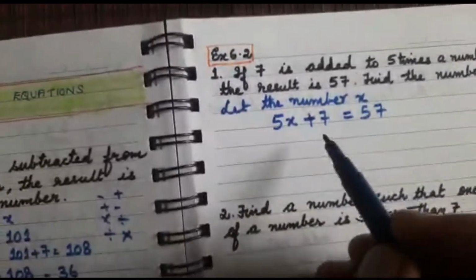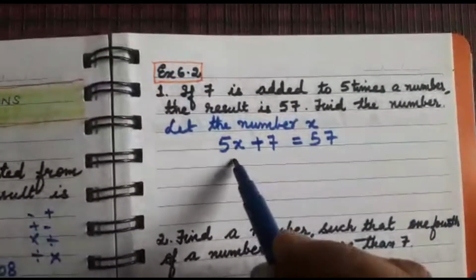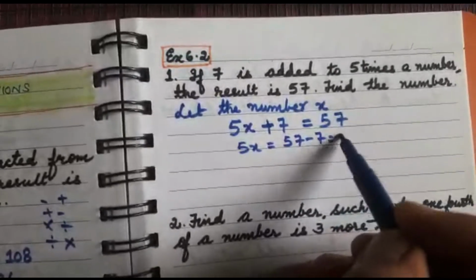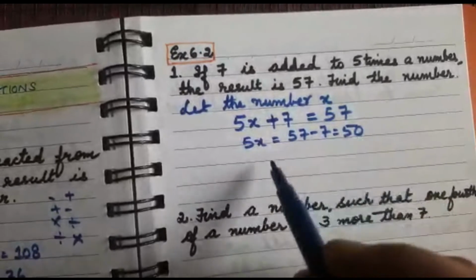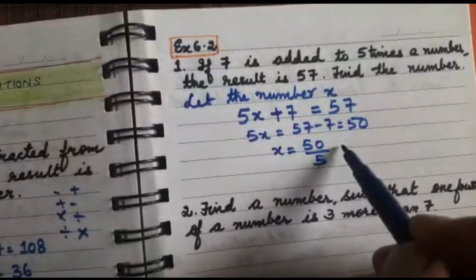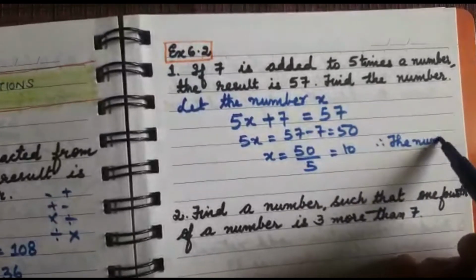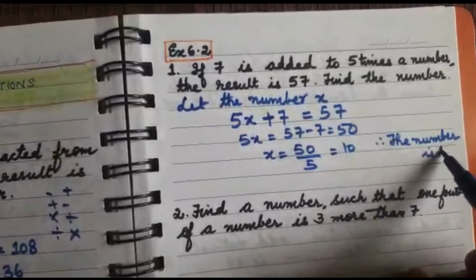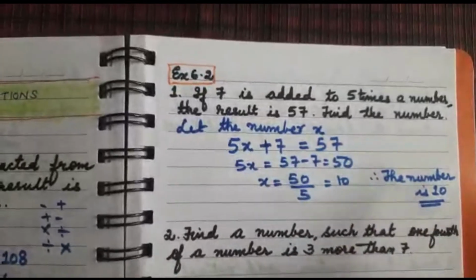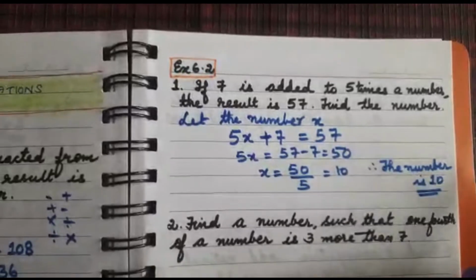So what you have to do? You have to take this 7 to the other side, number on one side and variable on the other side. So 5x equals 57 minus 7, that is 50. So 5 into x is 50. So x will be, multiplication will become division, 10. Therefore the number is 10. So this is the method you have to follow. Read what is given, and what you have to find out, you put it as a variable x or y or a, b, whatever you want.